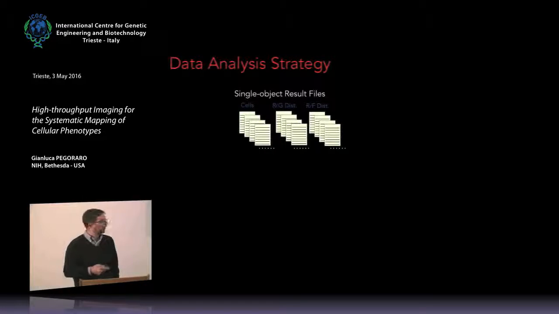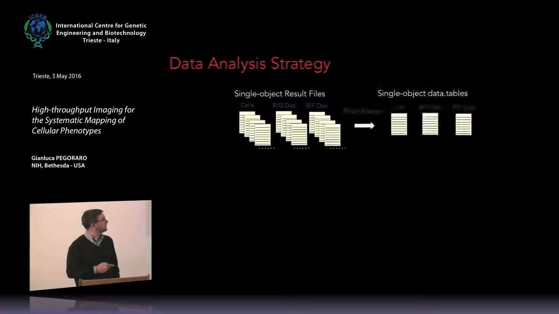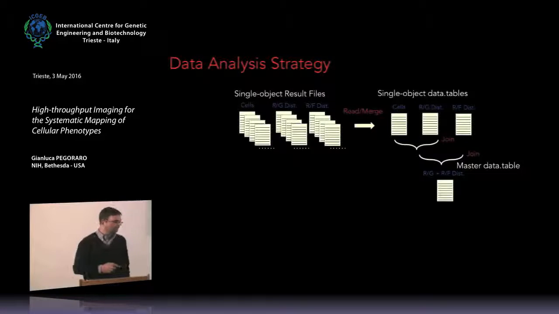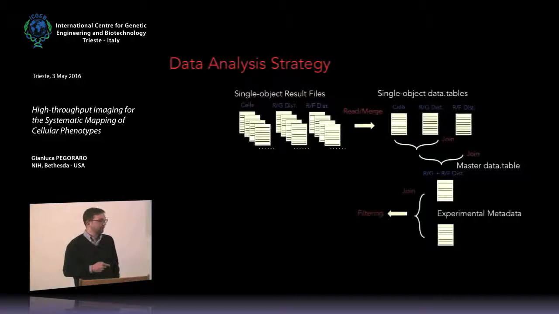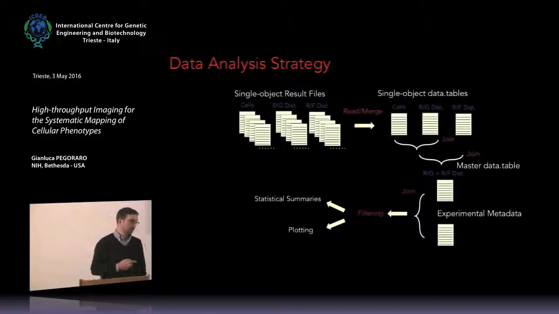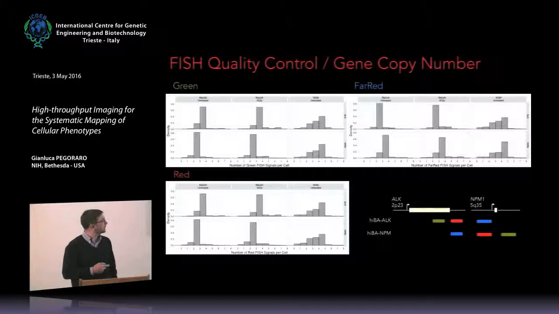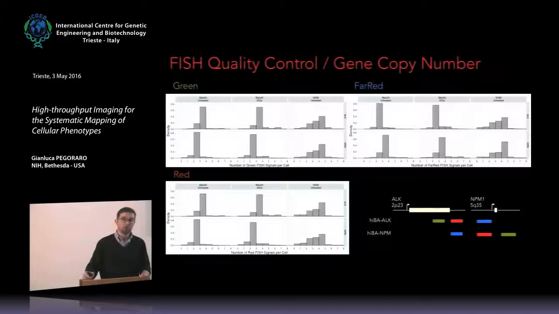We collected all the image analysis results and created extremely large single object data tables, fused all the data tables, filtered them based on the number of spots per cell, and then we used statistical analysis software for plotting and generating statistical summaries. So what do these data look like?